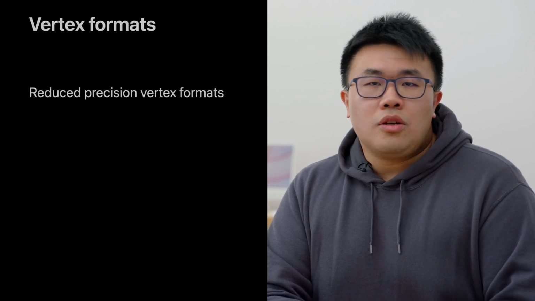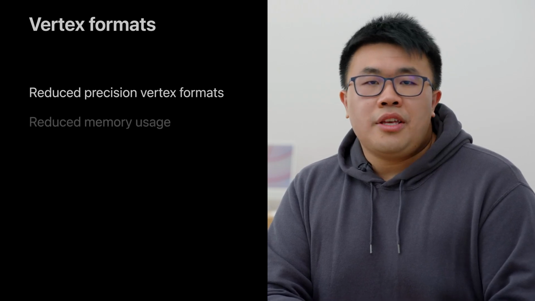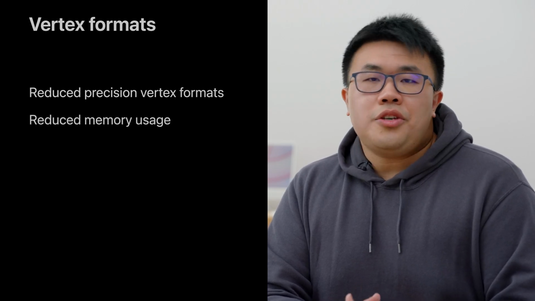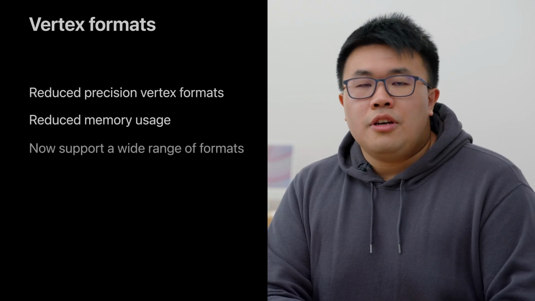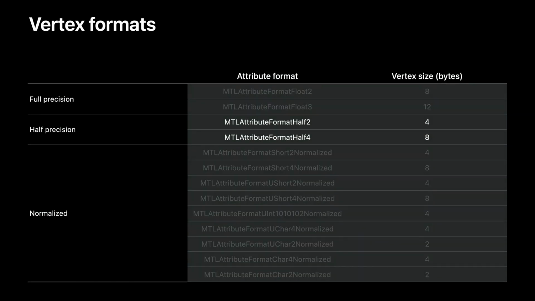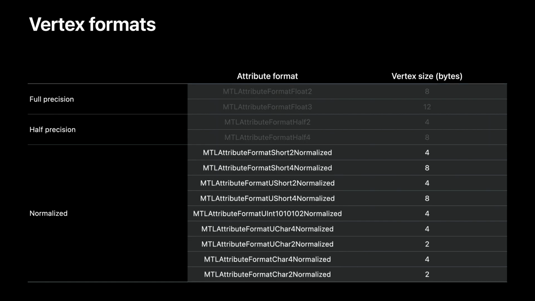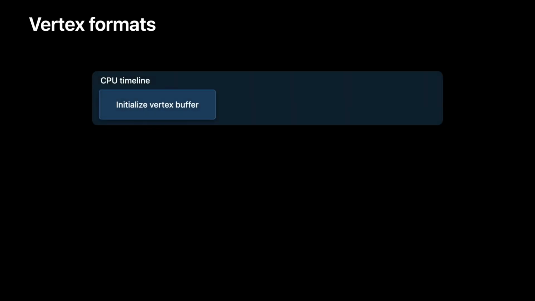A common performance optimization is to use quantized or reduced precision formats for vertex data, resulting in lower memory usage. This year, you can build acceleration structures from a wide range of vertex formats. This includes half-precision floating point formats, 2-component vertex formats for planar geometry, and all the usual normalized integer formats. Previously, acceleration structures have required 3-component, full-precision floating point vertex data.